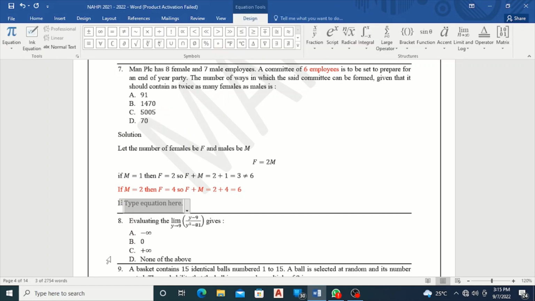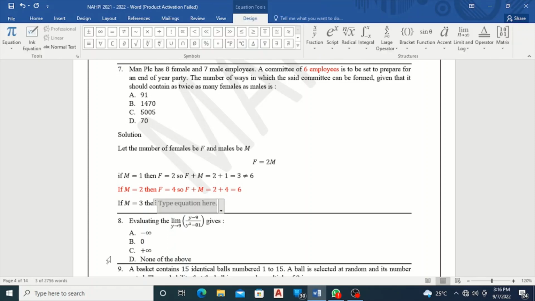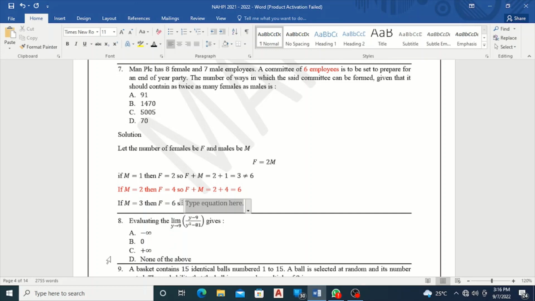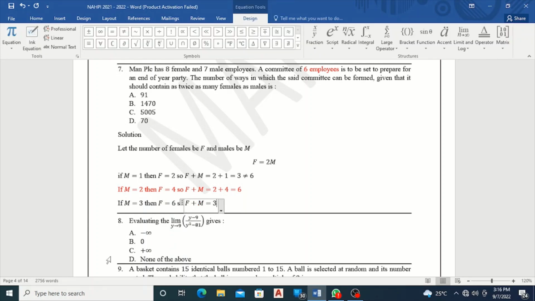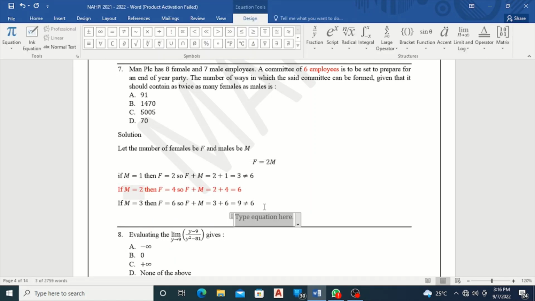If m equal to 3, then what is our f? 3 times 2, 6. So what is f plus m? Is equal to 3 plus 6, which is equal to 9. Then 9 is not 6, because we need 6 employees. So you see that this is the only case in red where it works. So we need 2 males and 4 females. That's all. And we are going to form the committee.